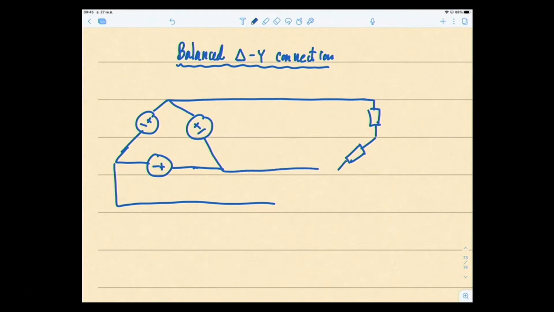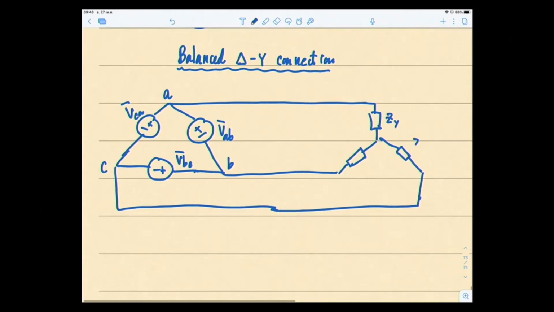it will be the Y connection. So A, B, C here. This voltage source will be VAB, this is VBC, and this is VCA. On the load side, it's a balanced load, so therefore the impedances are the same values. This is A, this is the neutral point, and this is B, and this is C, terminal C.